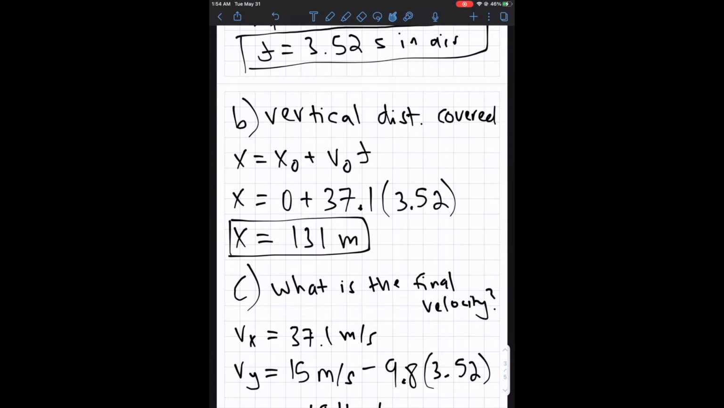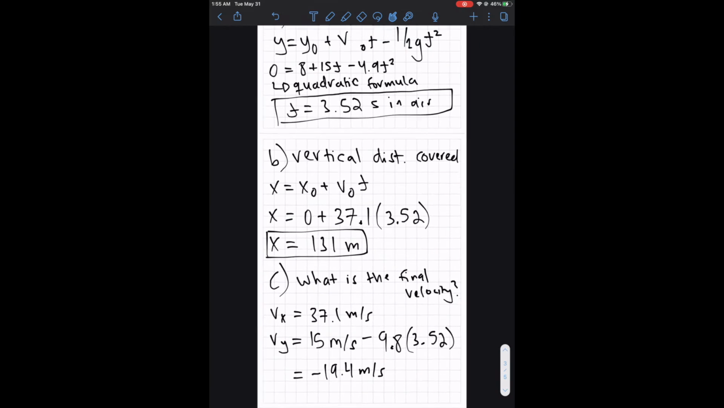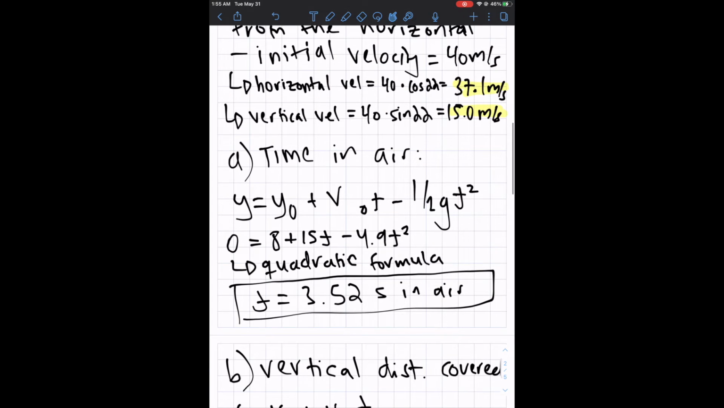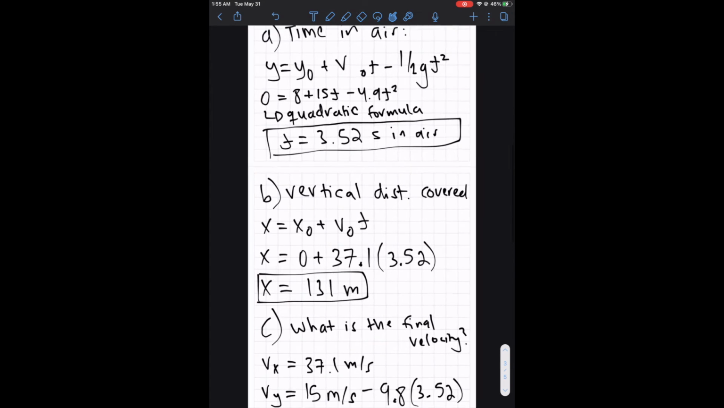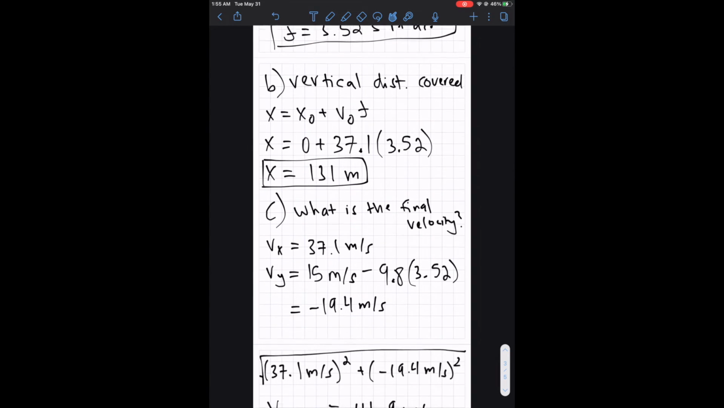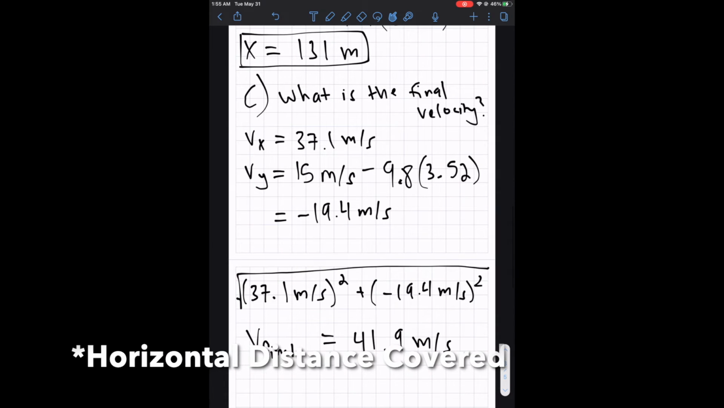Now for B, we're looking at the horizontal distance covered by the ball. In doing so, we use the final distance of x is equal to initial distance of x plus the velocity of x times t. So we use the x component of the velocity, so the horizontal velocity, which was once again 37.1 meters per second. We plug that in and multiply it by the time that we figured out the ball spent in the air, 3.52 seconds, and then we get x equal to 131 meters. This is the distance covered.